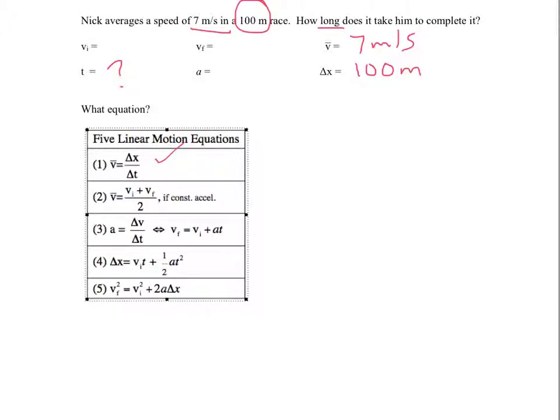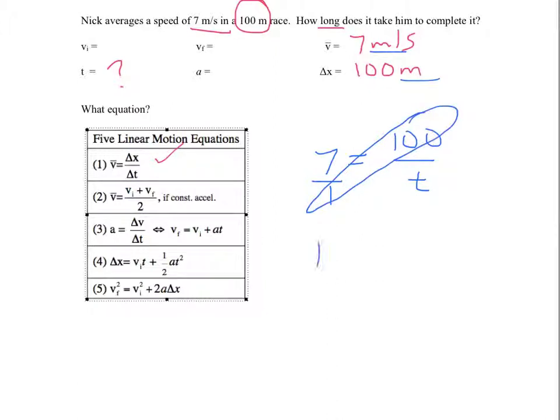So assuming the units all match up, meters per second matches up with meters, they'll cancel. We don't have to do any conversions, we can just plug in. So the average velocity is 7, and delta x is 100, and time is unknown. My advice in solving something like this, anytime there's a fraction, is to just cross multiply. So put 7 over 1, we'll cross multiply.